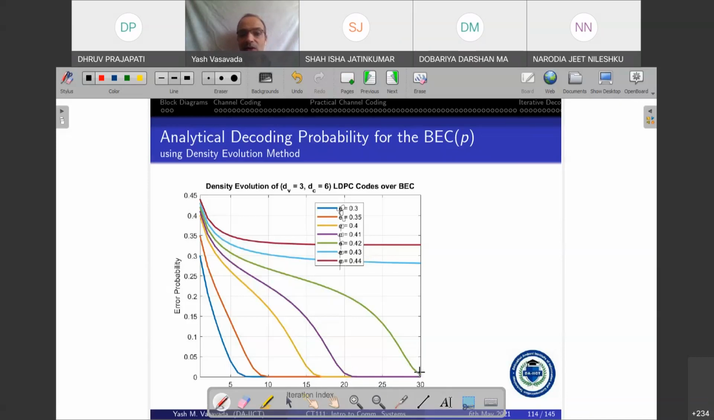If you go up to 0.42 erasers, 42% of the bits are erased. So error probability is 0.42. The algorithm will still converge. Maybe it will take more than 30 iterations, but it will still unerase all of them. But then surprisingly, from 0.43 onwards, the algorithm will fail to converge for this particular LDPC code. And it will not be able to unerase the bits.